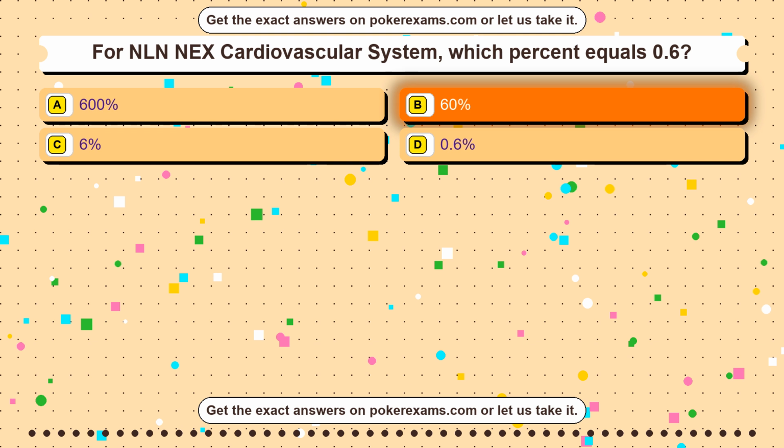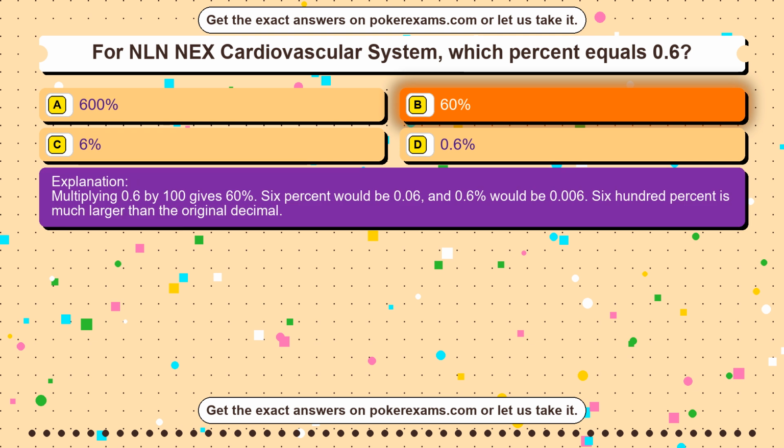1 liter equals 1,000 milliliters in the metric system. 10 and 100 are too small by factors of 10. 10,000 milliliters equals 10 liters, not 1 liter.